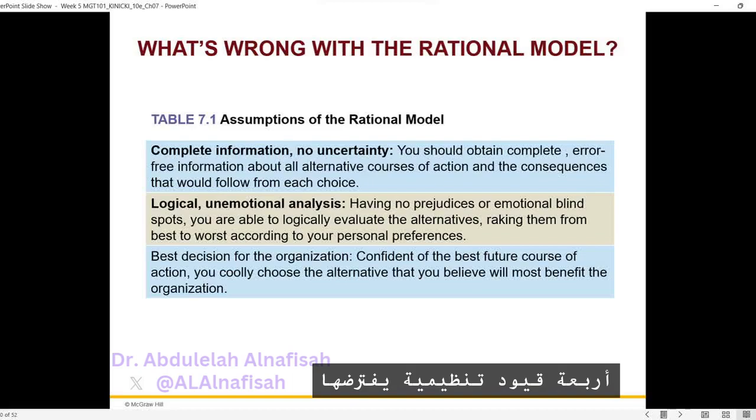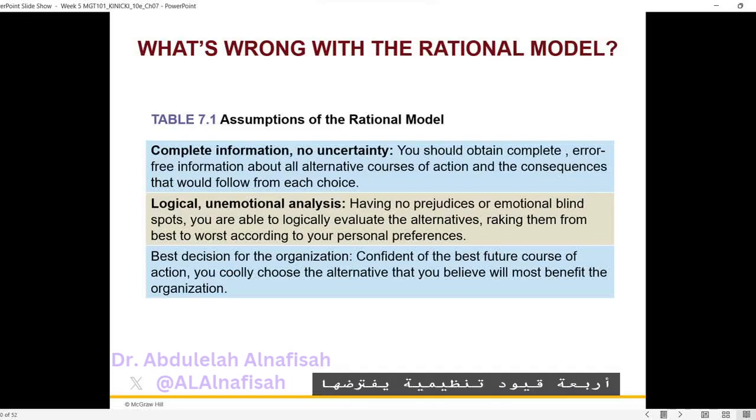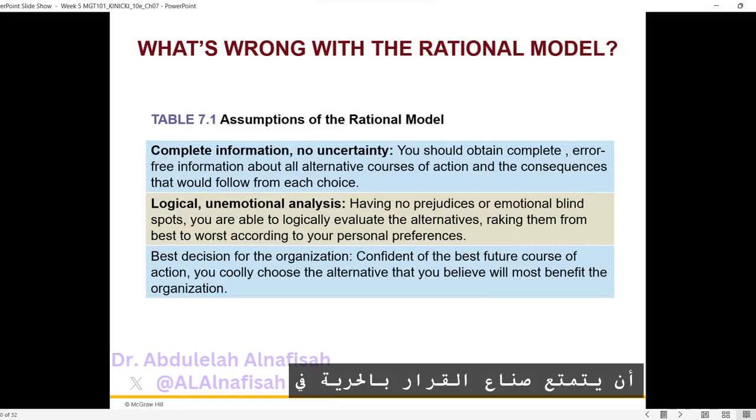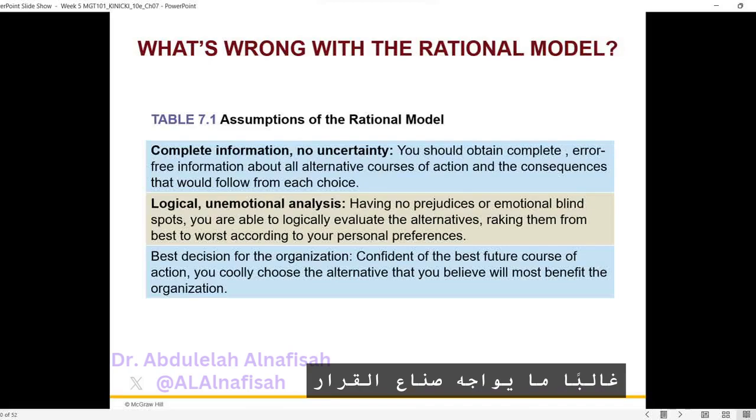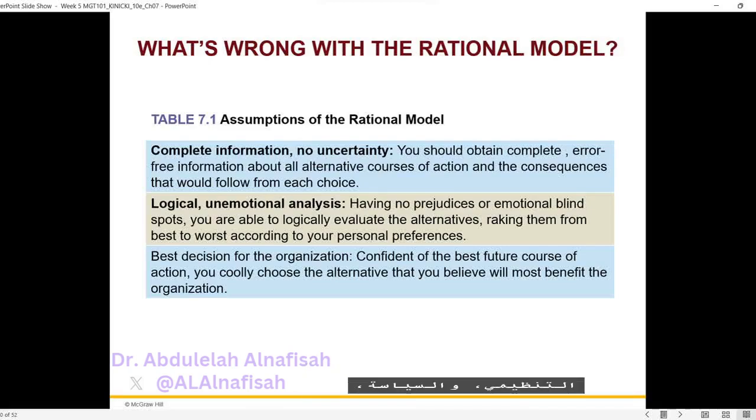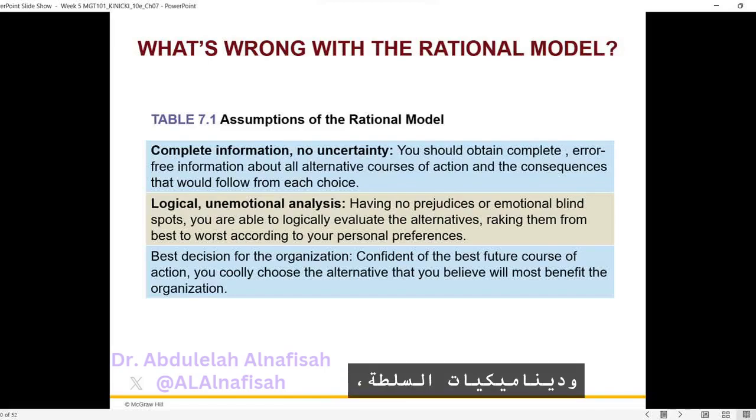4. Organizational constraints. The rational model assumes that decision-makers have the freedom to make independent choices that are solely in the best interests of the organization. In reality, decision-makers often face constraints imposed by organizational hierarchies, politics, power dynamics, and other external factors. These constraints can limit their ability to make purely rational decisions.